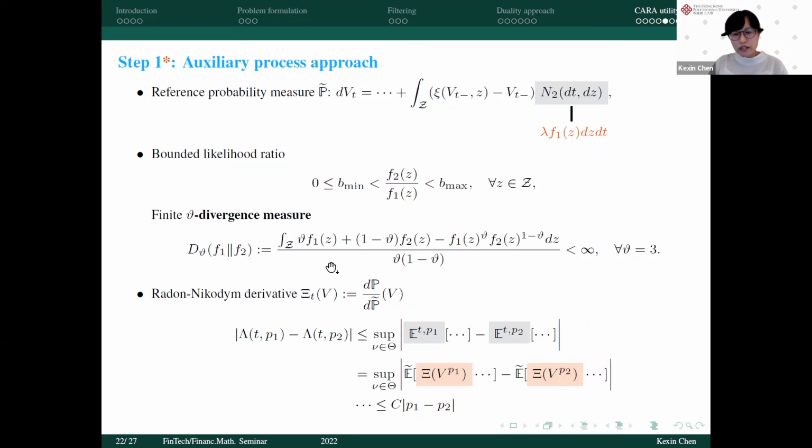Given this auxiliary process, we can use the Radon-Nikodym derivative that links the original probability measure to the reference probability measure. Using this kind of change of measure technique, we can smoothly derive our result. So here we finish the first part of the proof, the Lipschitz continuity part.